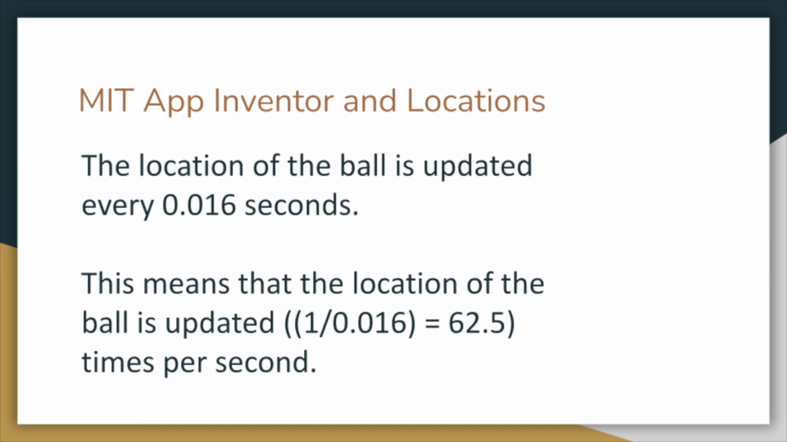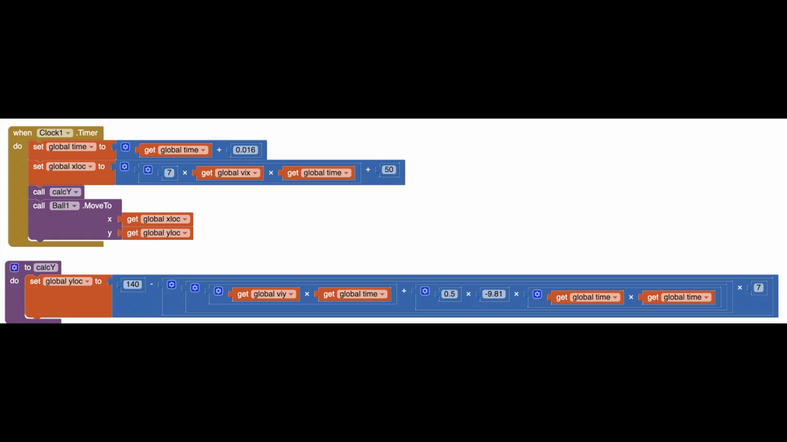Every second, the ball's position is updated on screen around 60 times, which allows us to see the ball move through the air a bit clearer. By the way, you might be wondering why I'm multiplying my x and y displacements by 7. I'm simply doing this so that the actual movement of the ball can be seen clearly, as a pixel is quite small.